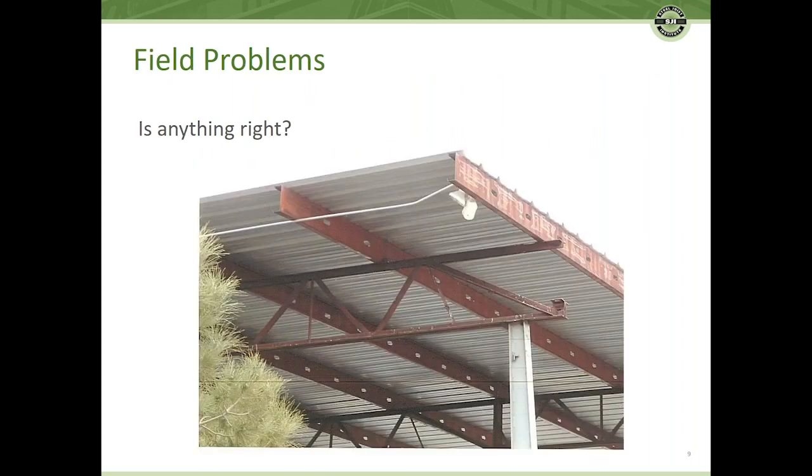I got this picture a few years ago, and the question really is, is there a problem, and did they install this joist in the correct way? In this particular case, the question is, is anything right? You can see the joist has been placed upside down. The bearing seat's not at the bearing location, and then this purlin is bearing out on the end of the joist.